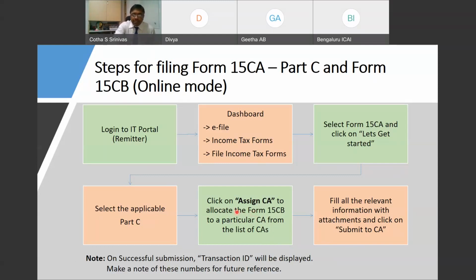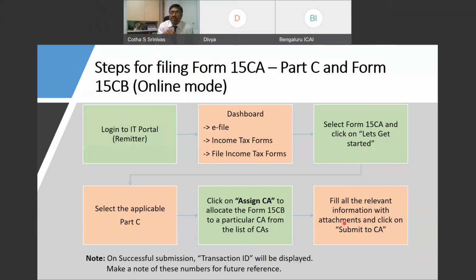So the remitter has to click on assign CA and he has to pick the chartered accountant who is issuing form 15CB, and he has to assign. Fill all the relevant information with attachments and click on submit to CA. So he has to fill all the relevant information, whatever information he has got, and you can even do some attachments. The remitter can fill up all these details, fill the relevant information with attachments and click on submit to CA.